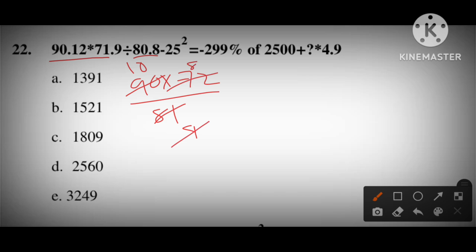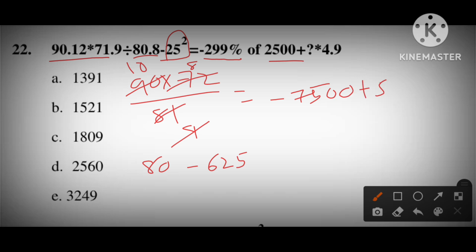Second question, 90 into 72. 90 into 72 divided by, this is 81, 9, 10 times 9, 8 times, 9 times 9, 8 times will be 72. So 10 8 times 80 minus 625 whole equals to minus 300% means 3 into 2500 minus 7500 plus 5x. So this plus 7500 comes this side with plus 7500.